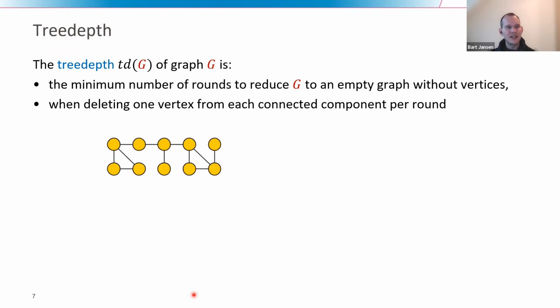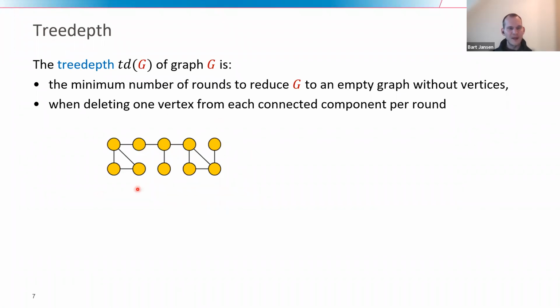Good. So let me define you the tree depth notion of a graph, because we will use it as a starting point for a new type of problem parameterization. The tree depth of a graph has many names. It has also been known as the vertex ranking number, and there are equivalently many ways to define it, but here's the definition that's currently my favorite.